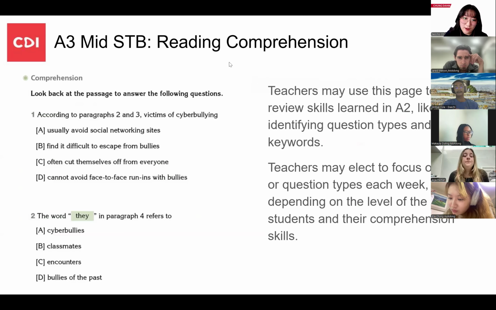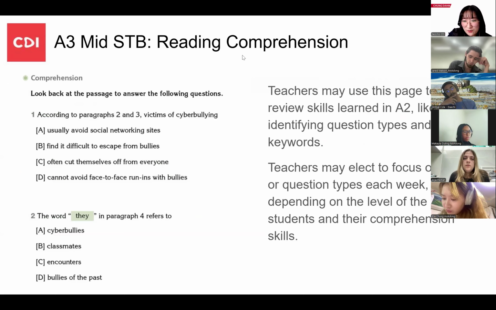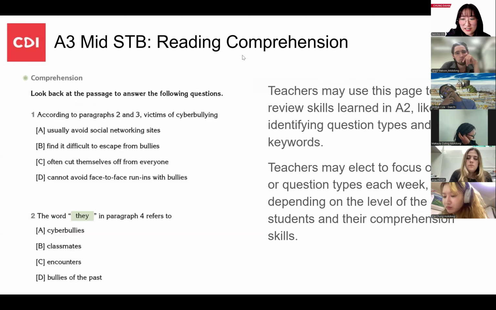Okay, on to the reading comprehension questions. This is very similar to A2. The teachers are running through the reading question strategies in the same way as A2. So teachers may use this page to review skills that they've already learned in A2 this week. If you have one level for A2 and A3, that could be useful for you knowing which skills they learned this week. If not, you can always just check out the Smart textbook and see what they learned this week.